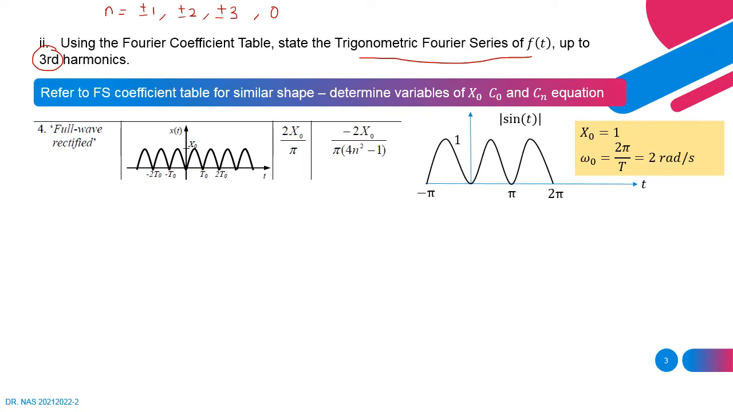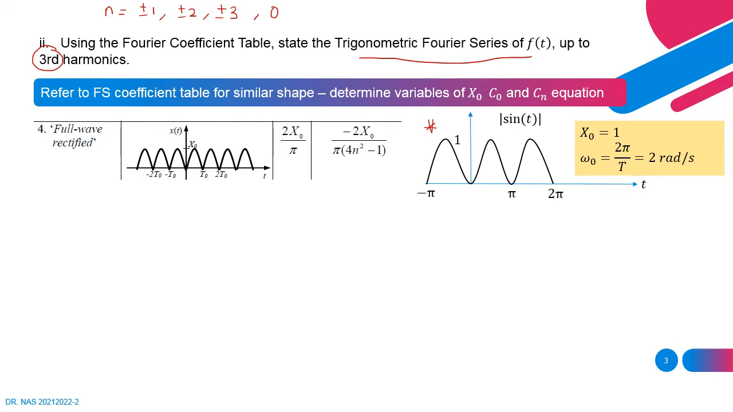So as usual, you need to refer to the coefficients table. Look at the closest shape of signal to the signal you have. This is from question 1. So from question 1, you will have this shape. When you compare to the Fourier coefficients table, you may notice that the full wave rectified signal has more or less the same shape as the signal you have.